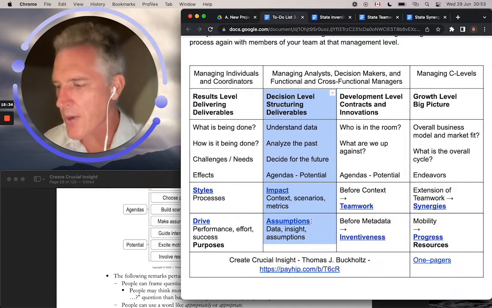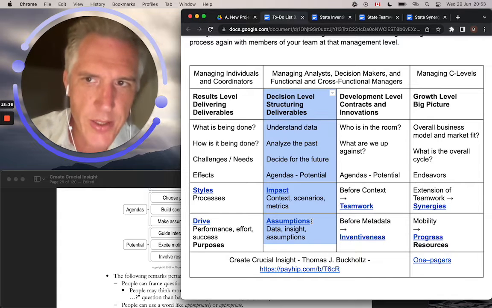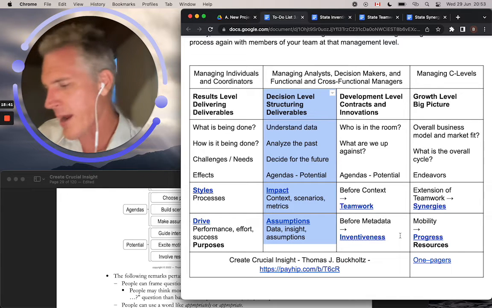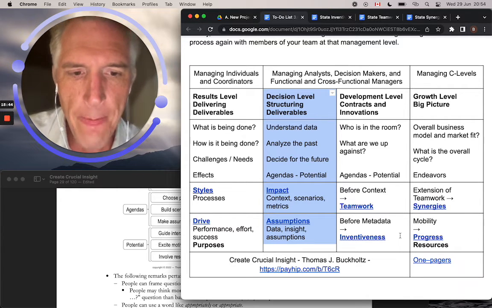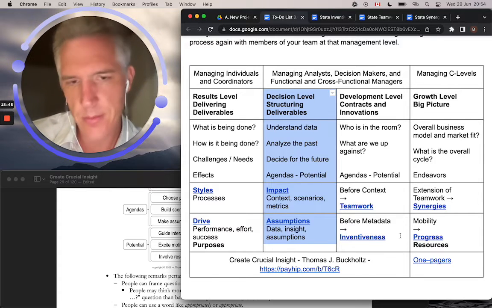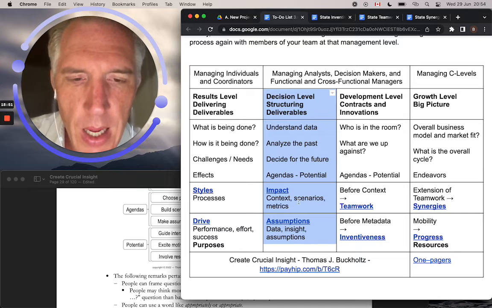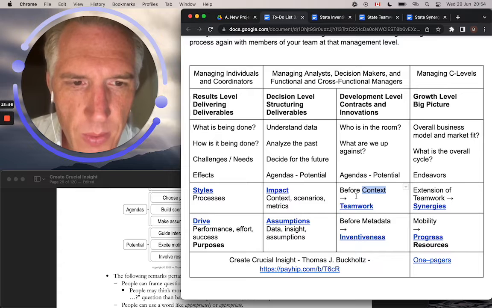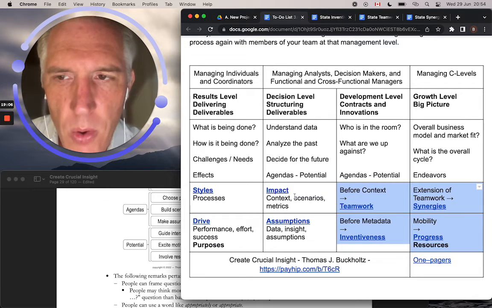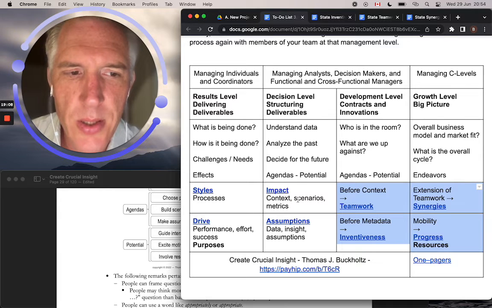So the assumptions that we already have are related to the team, right? Who's on the team, and we already have a couple of topics with inventiveness about what exactly is going to happen with this endeavor. Now, within that context, that was before the context, and this is before the metadata. So this is all the stuff that has to be ready to go even before this course starts.